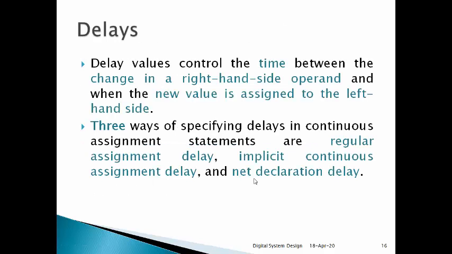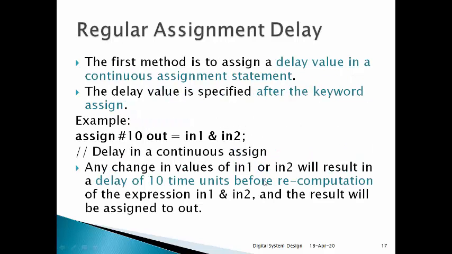Now here we have discussed some delay types. Delay values control the time between the change in the right hand side operand and when the new value is assigned to the left hand side. There are three ways of specifying delays: regular assignment delay, implicit continuous assignment delay, and net declaration delay.